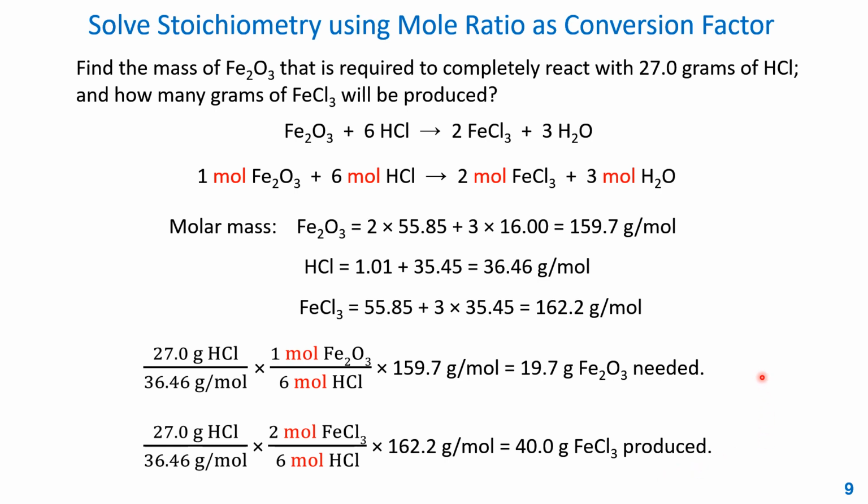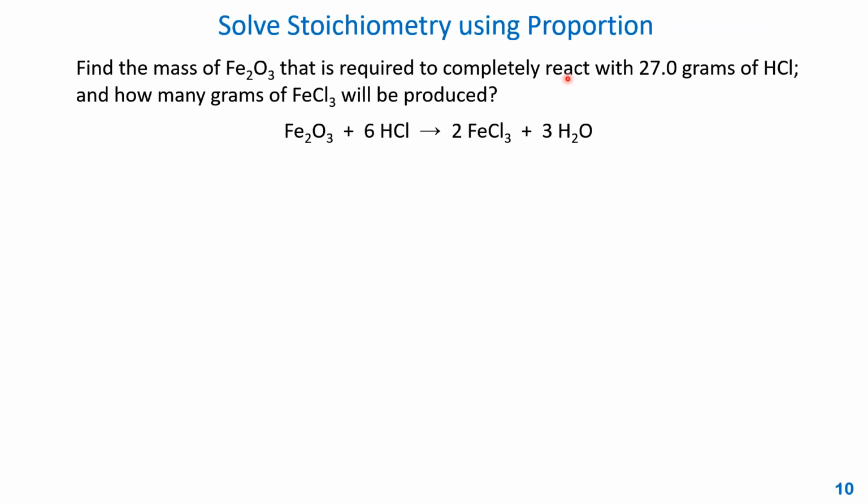Okay, so the answer is 40 grams of the iron(III) chloride will be produced. Okay, I will show you the other way, using a proportion. So this is the way using proportion, and this is exactly the same question. So we can write the mole ratio. And again, I just want to remind you, if you understand the ratio of the coefficients is the mole ratio, you don't have to always write another chemical equation like this. For me, it's just easier to show you how to do it.